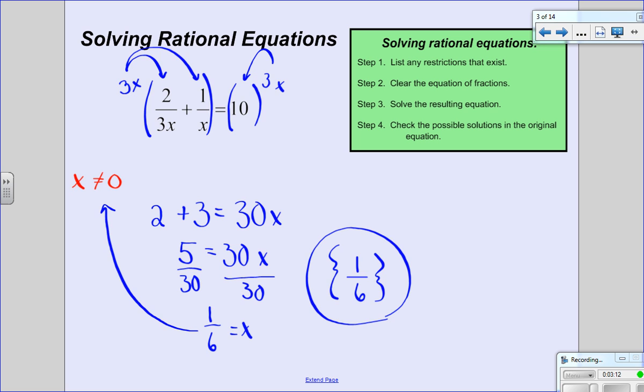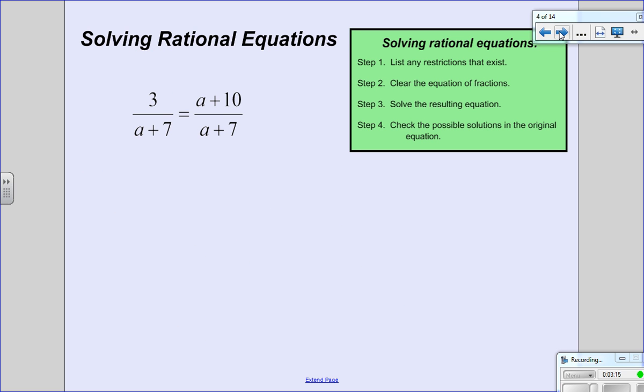Let's look at the next example. Let's follow those same 4 steps. Let's begin by listing our restrictions. Here we notice that our denominator is a plus 7, actually for both of our rational expressions within the equation. So we know that for both of these denominators, a cannot equal -7. Because if you plug a -7 into either denominator, you'd end up with 0 as a denominator. So that would make it undefined. So we know that -7 is restricted. We'll want to pay attention to that later on in the equation.